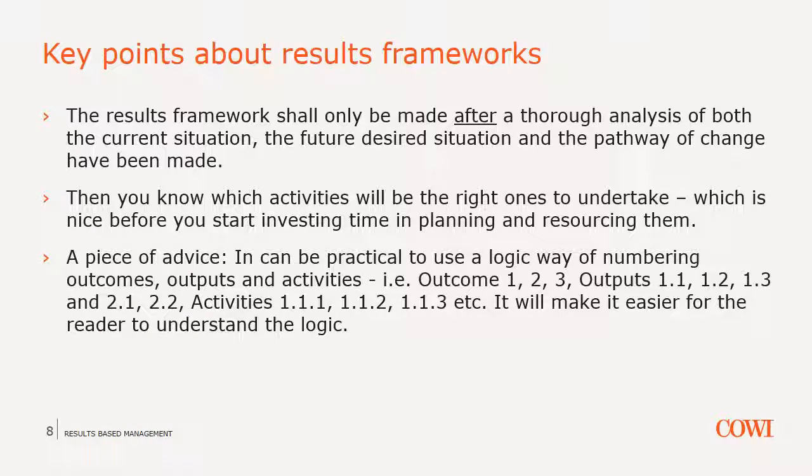Secondly, a piece of advice. It can be very practical to use a logic way of numbering outcomes, outputs, and activities. For instance, activity 111, 112, and 113 will be the ones needed to produce output 11. And then outputs 11, 12, and 13 will be the ones that lead to outcome 1. It makes it easier for you, and it will make it easier for the reader to understand the logic.